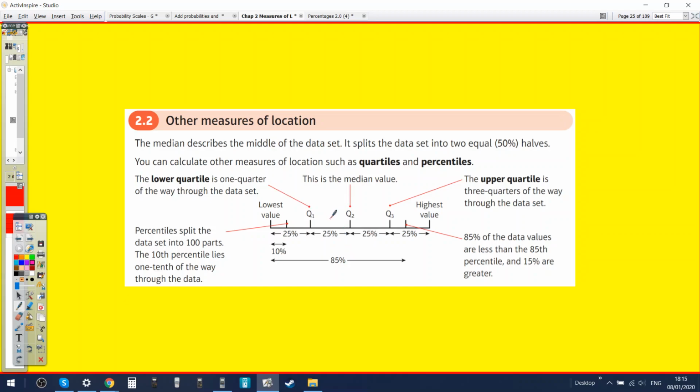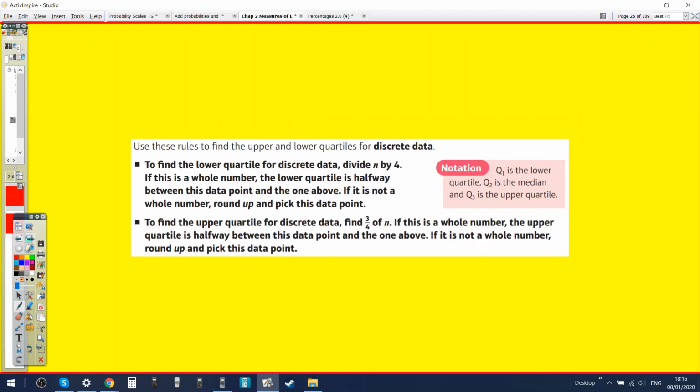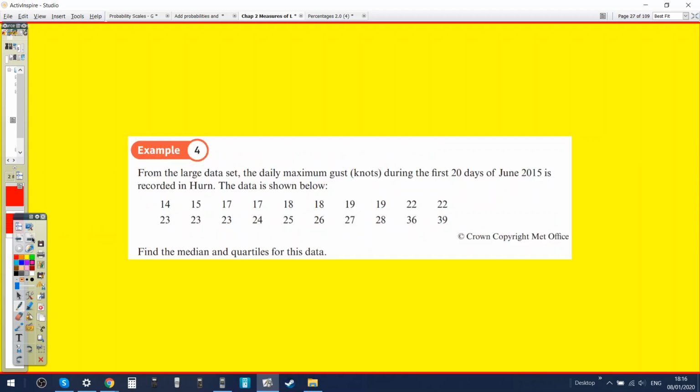Each quartile gets its name because a quarter of the data is in there. So if it was like 20 boys and girls, it would be like 5, 5, 5, 5. And you also have different things like percentiles. So it doesn't necessarily have to be split up into 4. It could be split up into 100 or anything you want. To find the upper quartile for discrete data, it's 3/4 of n. And then for continuous, it would be 3/4 of n plus 1. But we'll see.